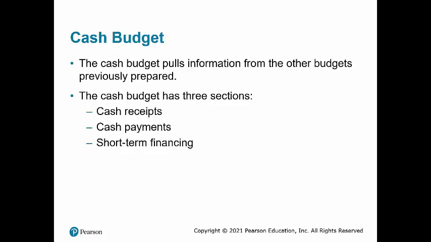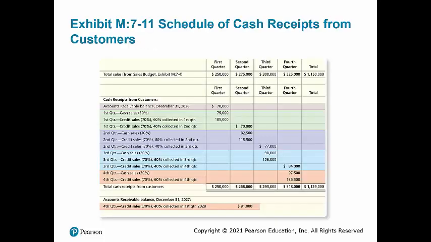So the cash budget is going to pull information from other budgets that we have already prepared. The cash budget has 3 sections: cash receipts, cash payments, and short-term financing. The first part of the cash budget is to complete the schedule of cash receipts. So the primary source of cash for Smart Touch Learning is from the customers. So we will start at the top of the schedule of cash receipts with the total sales that were projected from the sales budget for each of the 4 quarters.